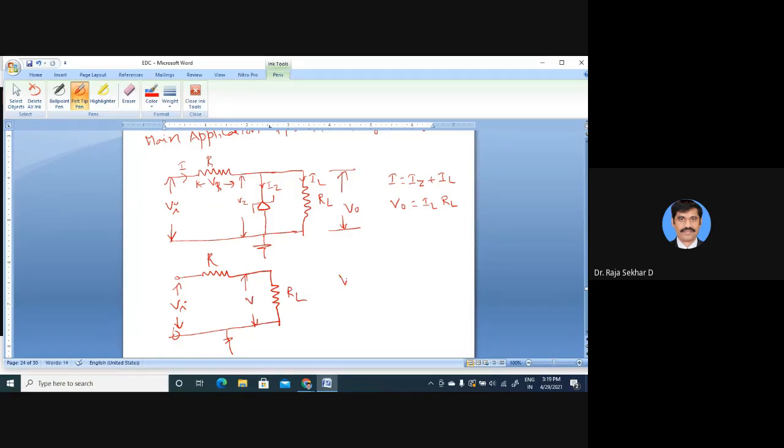So what is V here? By using the voltage divider rule, anybody? The total voltage across these resistors R and RL is Vi. So what is V, the voltage across the resistor RL, by using the voltage division rule? V is equal to Vi into RL by R plus RL.